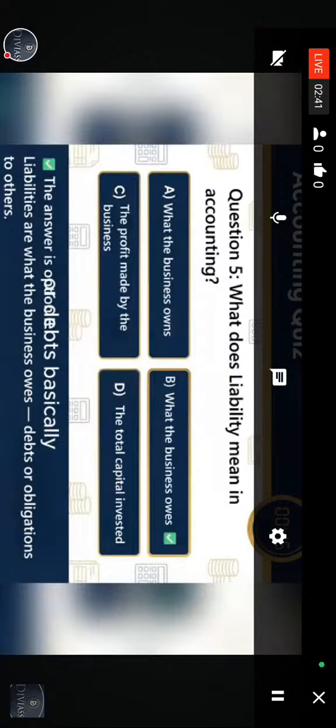Halfway there. Question 5. What does the term liability mean in accounting? Does it mean A, what the business owns, B, what the business owes, C, the profit made by the business, or D, the total capital invested? Let's lock in those answers. The answer is B. Liabilities are a company's financial obligations, or debts basically, what it owes to others.